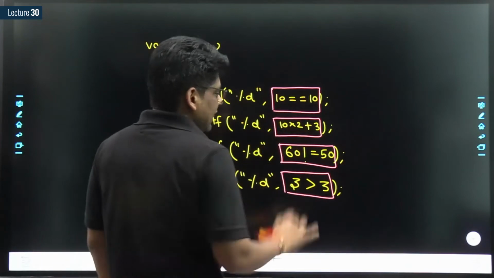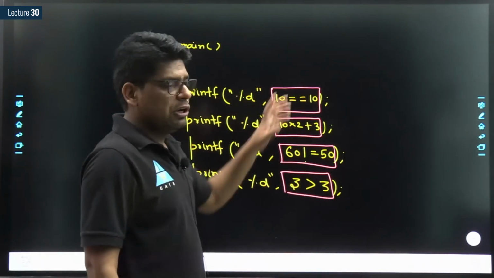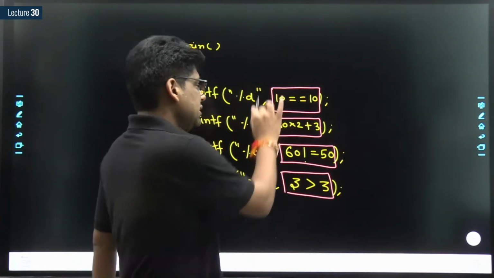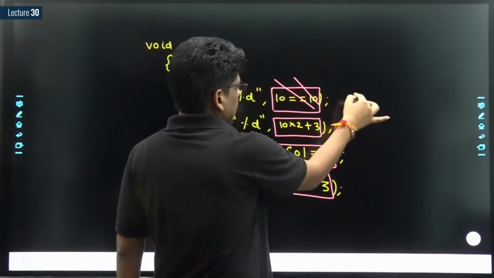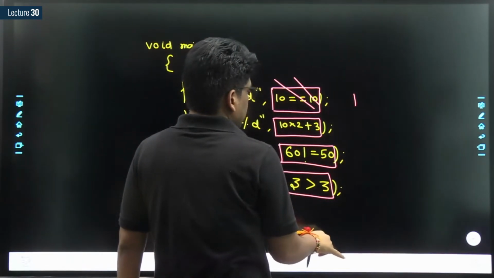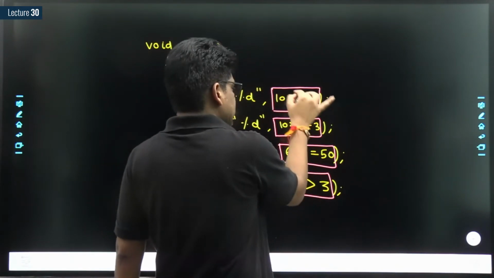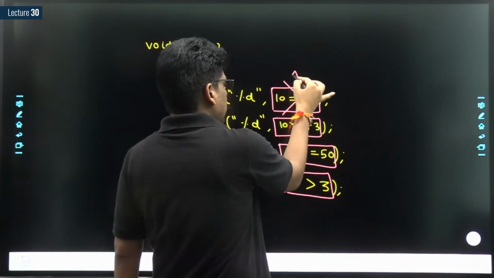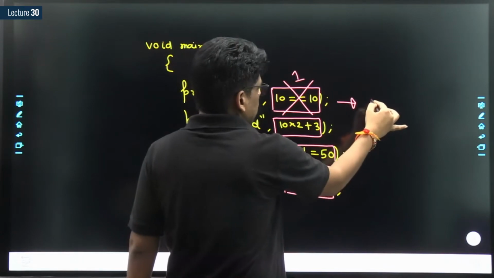Sir, again, it is a relational statement. Is it true that 10 is equal to 10? Yes, sir. If it is true, what is the value? Sir, the output would be 1. I hope everyone knows this. Sir, is it true? Yes, it is true. That's why 1 is the value. So, what is the output? Sir, 1 is the output.